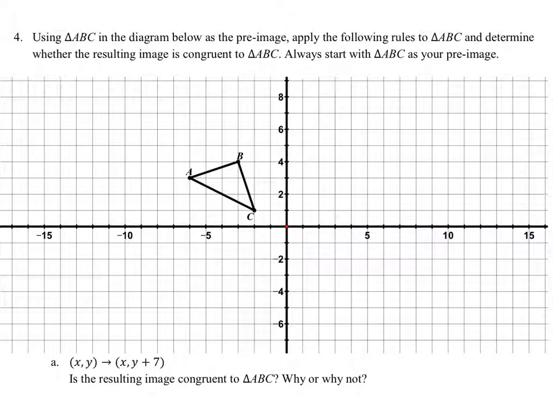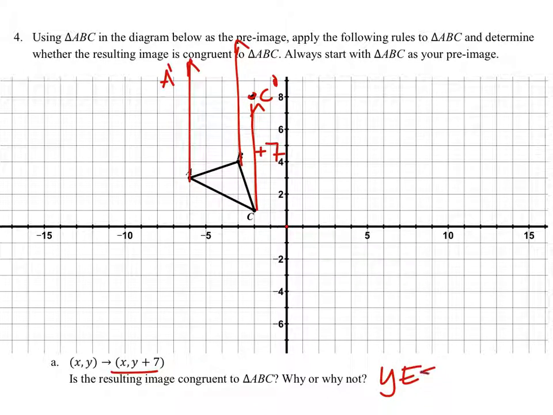So A, we got x, and then we got y plus 7. So it'd be like taking the shape and moving it up 7 spots. So that's where C prime would be, right here. And then A prime would be way up yonder, because x stays the same, but we're moving it up 7 for each one. So B would be even higher than that. So is the resulting image congruent? Yes, it is. Why? Because it's the same size and shape.